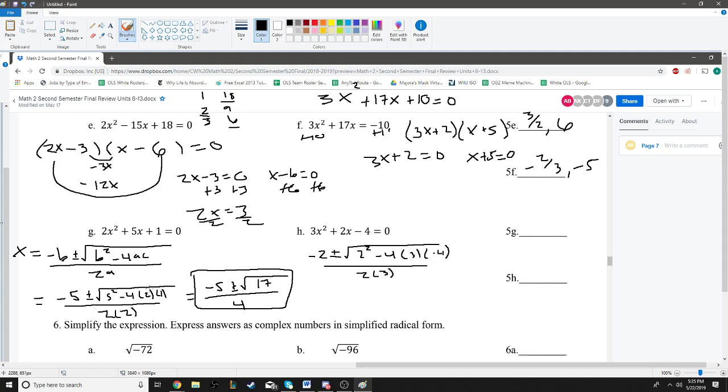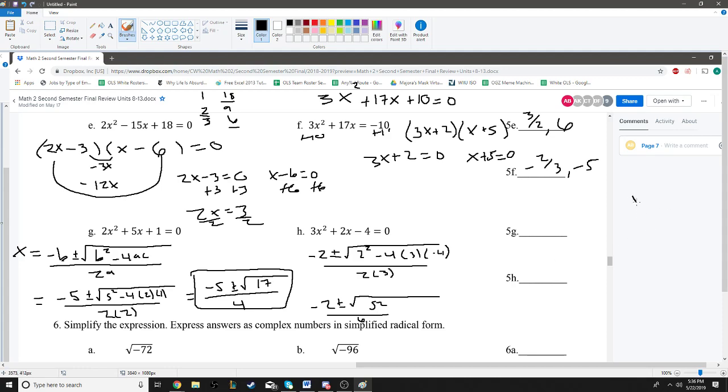And notice you can use the quadratic formula for any of the previous problems. Yeah, the quadratic formula will always work. So this is negative 2 plus or minus the square root of, I think that's 52, all over 6.